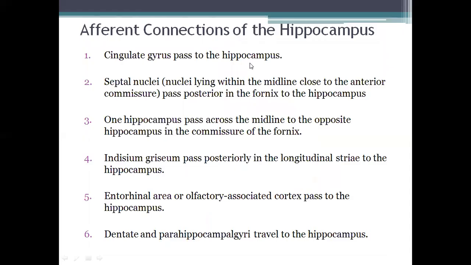Then the afferent connections of the hippocampus: they come from the cingulate gyrus and pass to the hippocampus. Septal nuclei pass posteriorly in the fornix to the hippocampus. From one hippocampus, fibers pass across the midline to the opposite hippocampus in the commissure of the fornix. Indusium griseum passes posteriorly in the longitudinal striae to the hippocampus. The entorhinal area or olfactory associated cortex passes to the hippocampus. Dentate and parahippocampal gyri travel to the hippocampus.